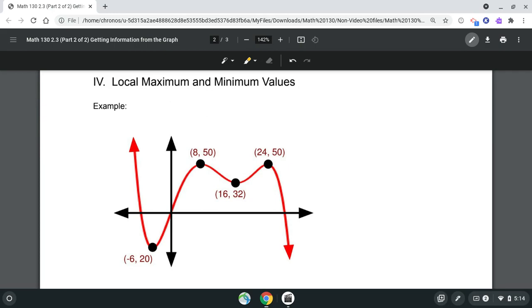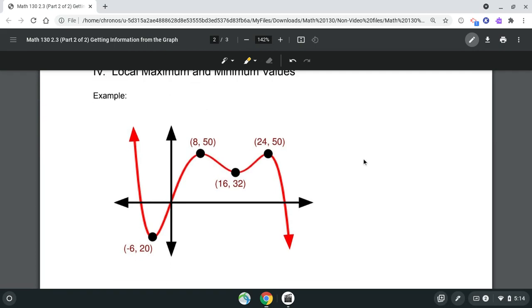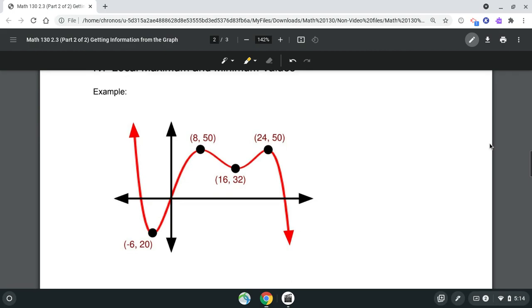Okay, all right, so we can see here the maximum y value here, the local maximum, would be 50, and here the lowest point would be 32. Here it would be 20. Okay. All right, so let's start off with a formal definition here.